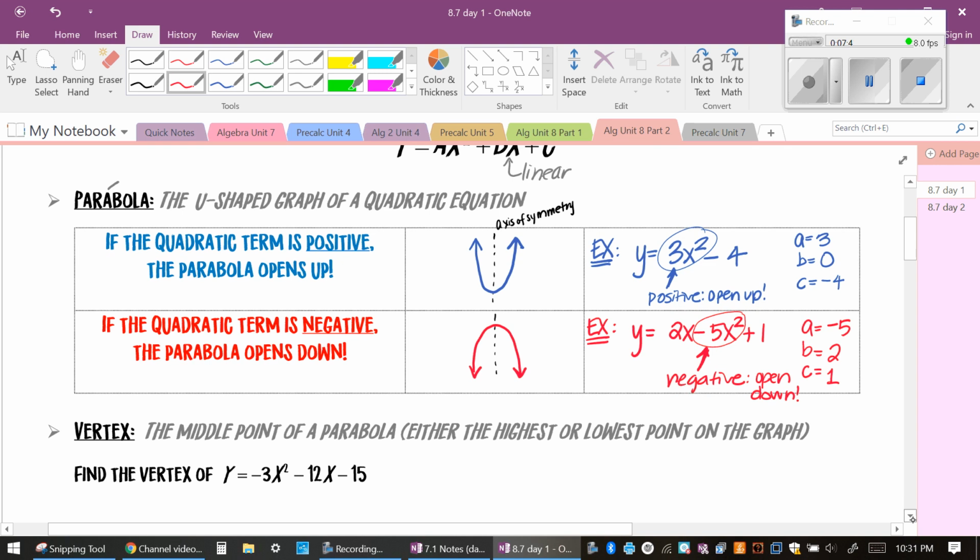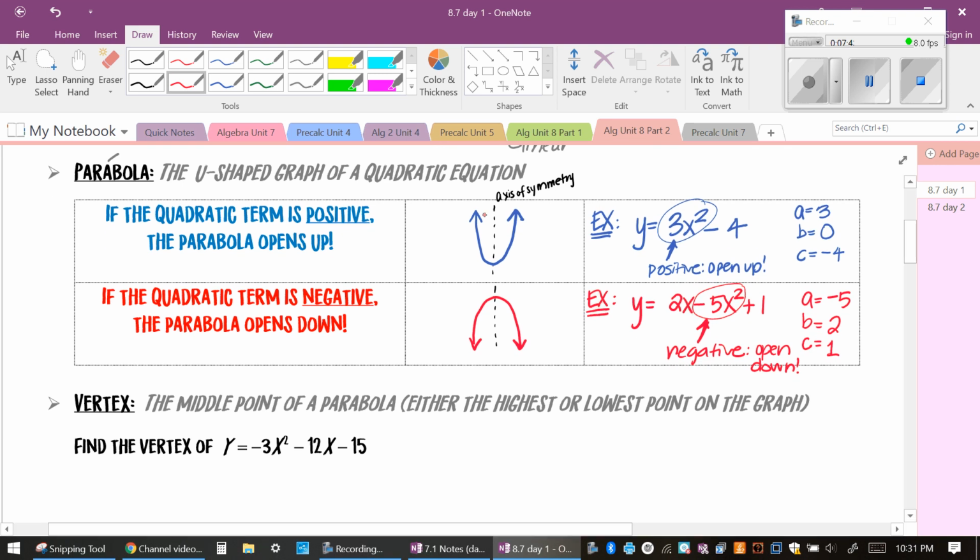Okay. Do you remember how I told you that if you cut the parabola in half, that's called the axis of symmetry. It cuts it into two equal parts that are symmetrical, that are reflections of each other. Well, that axis of symmetry always cuts the parabola in half, so it goes right through the middle. Now, that point in the very middle of the parabola is really, really important. We call that the vertex.